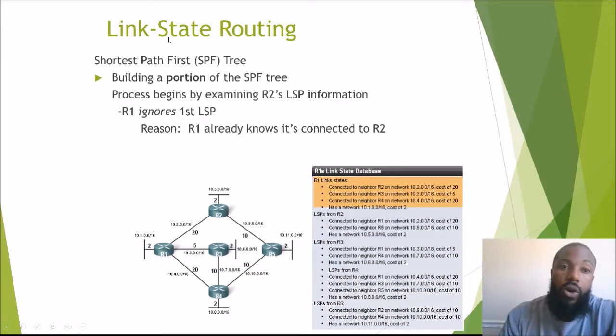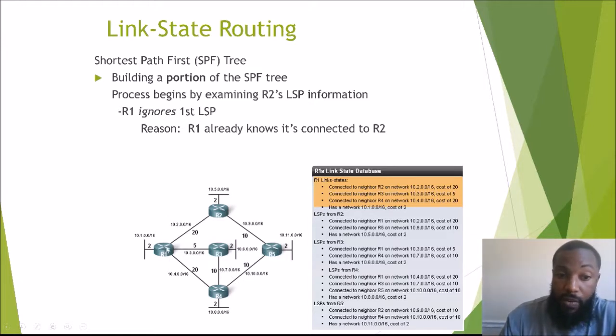Okay, so link state routing, the shortest path tree, shortest path first tree, SPF tree. Again, that's the term that's used by the algorithm. Now we can explain it because we have IP addressing here. Building a portion of the SPF tree. The process begins by examining R2's LSP information. R1 ignores the first LSP because he already knows he's connected to router 2.